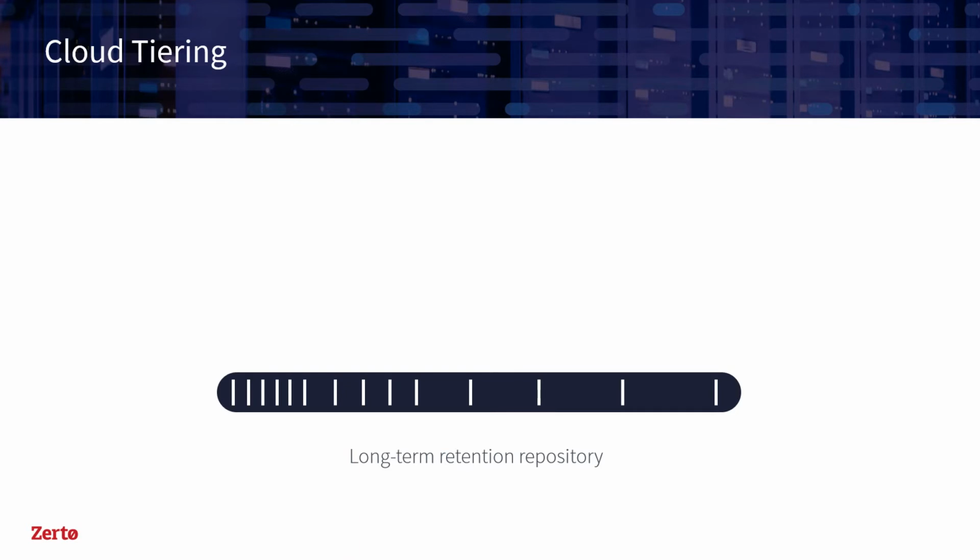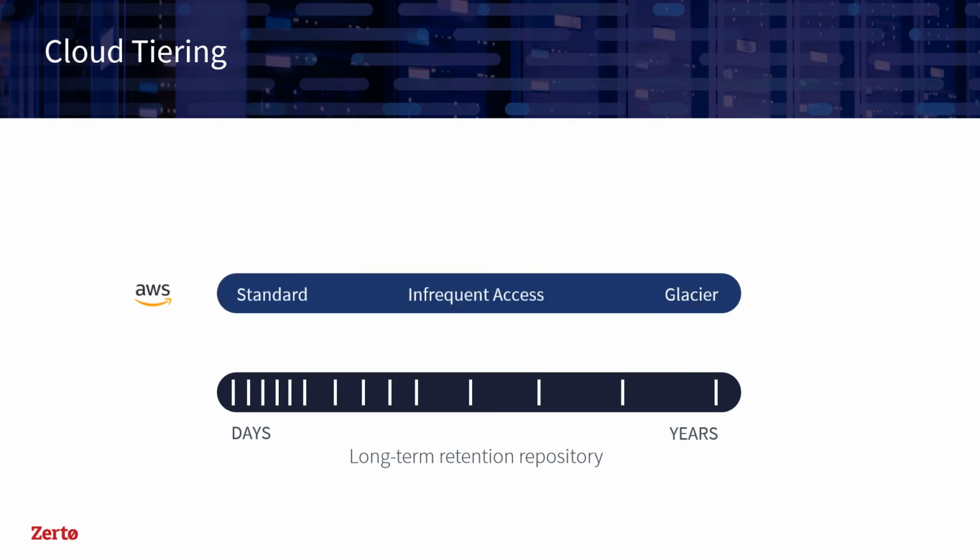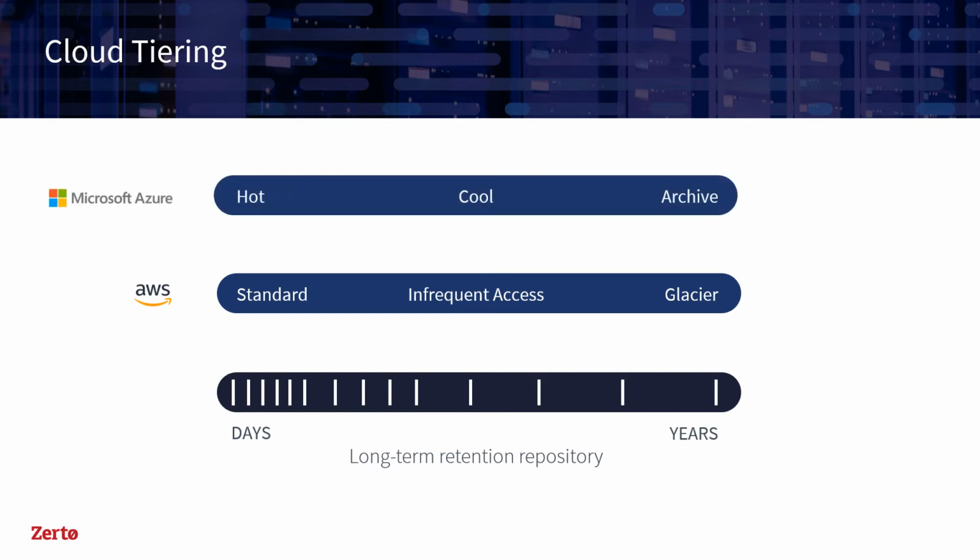Starting in Zerto 9.0, users have the option to leverage cloud tiering to achieve granular control over which copies are on what tier of cloud storage over a span of days to months to years. For example, if using AWS, an LTR copy can start on S3 Standard, then be tiered to S3 Infrequent Access before finally being moved to Glacier. Similarly, in Azure, it's possible to tier from hot to cool to archive blobs.